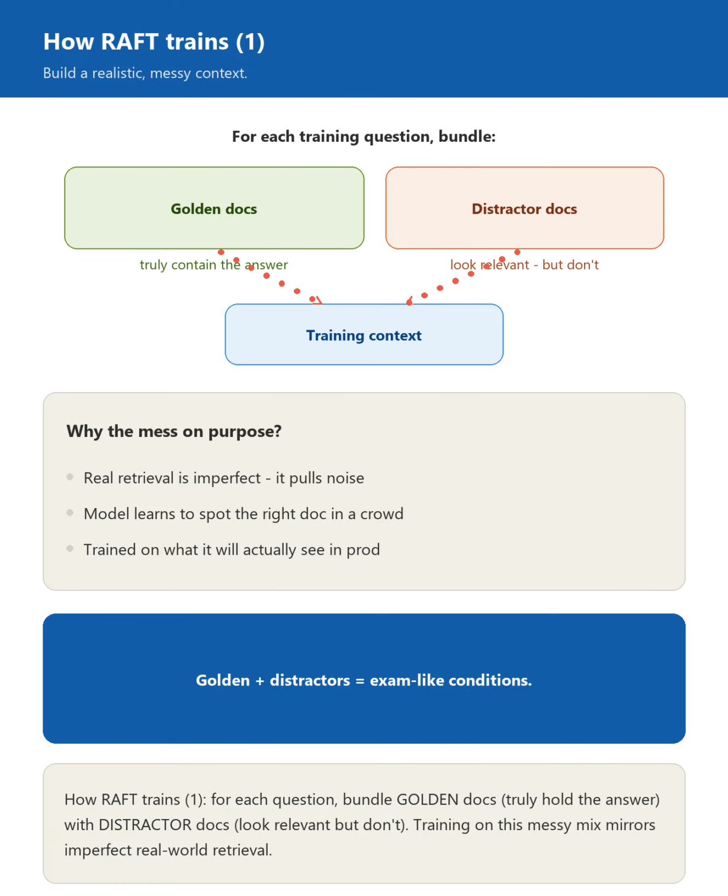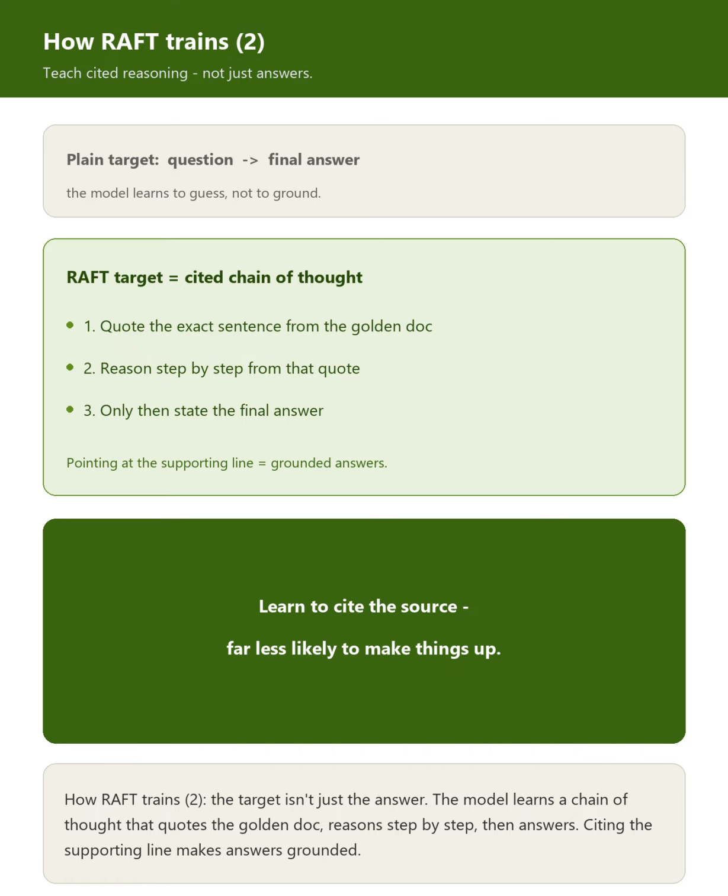Now how does RAFT actually train the model? For each training question we build a special bundle of documents. We include the golden documents, meaning the ones that truly contain the answer. Then we deliberately add distractor documents that look relevant but do not hold the answer. The model is trained on this messy, realistic mix, just like what it will see in production when retrieval is imperfect.